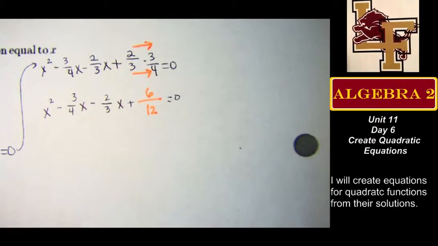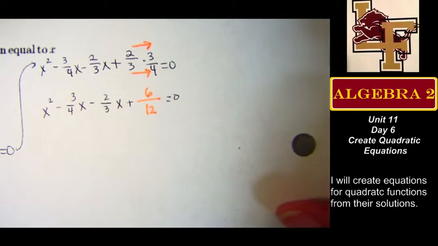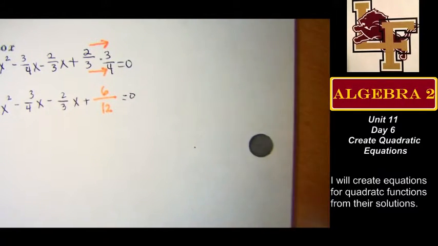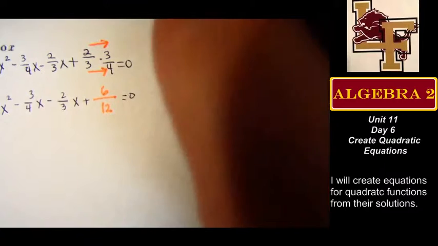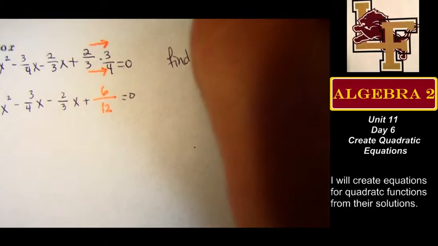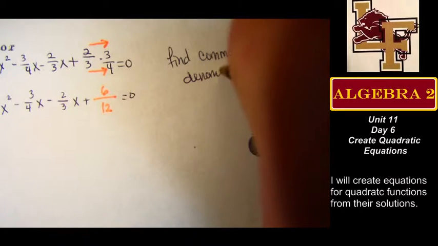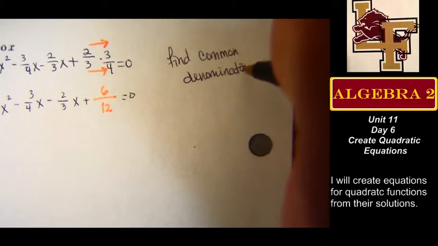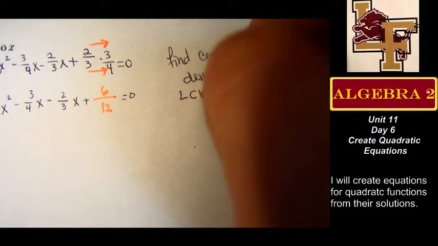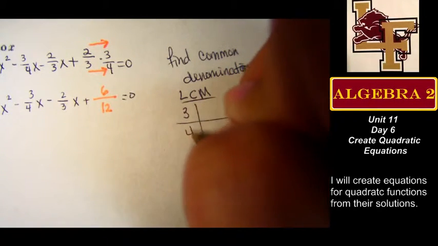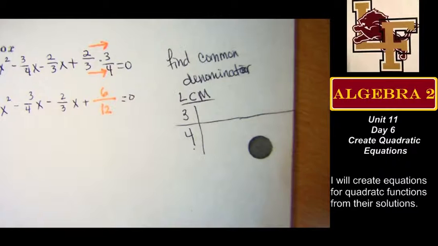All right, now I need to subtract these 2 fractions, which I can't do unless there's common denominators, the same number on the bottom. So what I'm going to do is find a common denominator. In order to find a common denominator, we need to be thinking least common multiple, back from 3rd or 4th grade when we first learned common multiples.